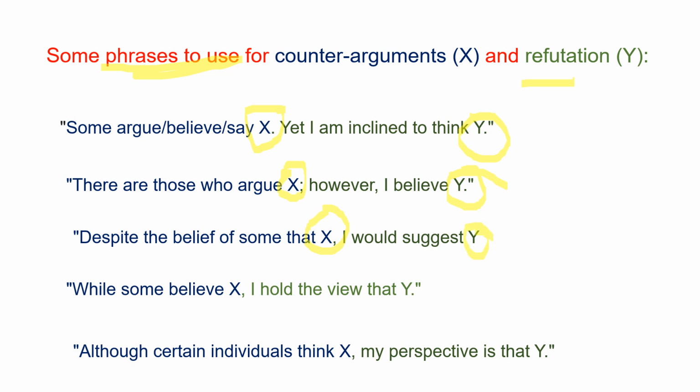So X and Y are showing what the idea is, what the counter argument is, your opposite idea, and what your refutation is, what your point is, what your evaluation is. While some believe that there should not be animal testing done, I hold the view that it is essential to some extent, but there can be some alternative ways that we try to shift to. So this is how you can bring your ideas, and you can refute them, you can counter argue them.